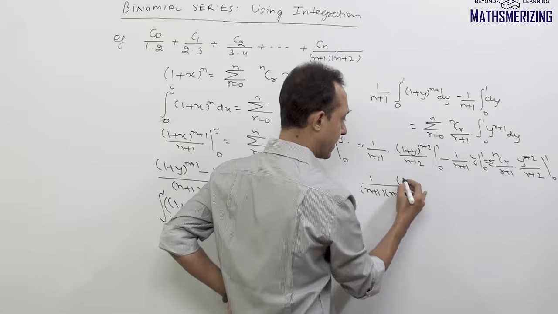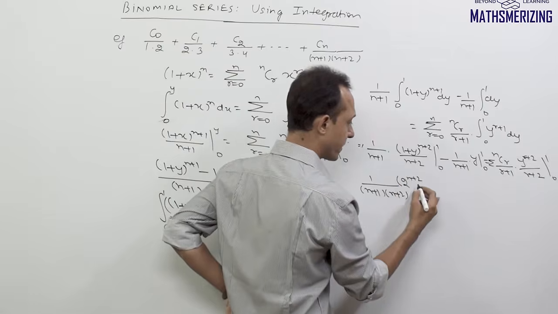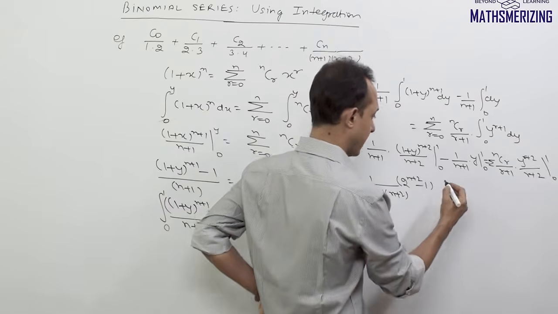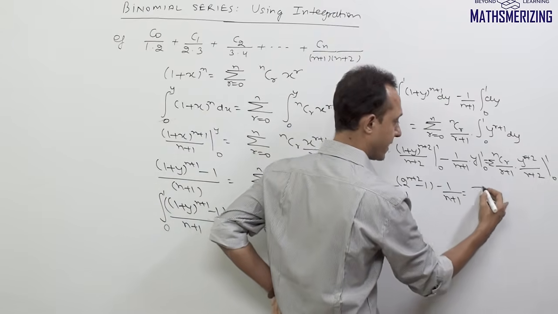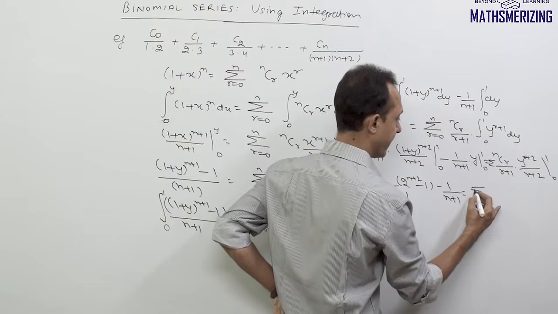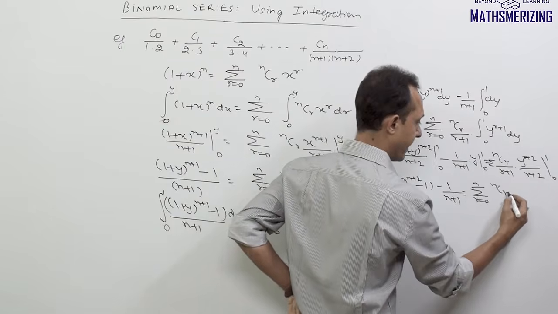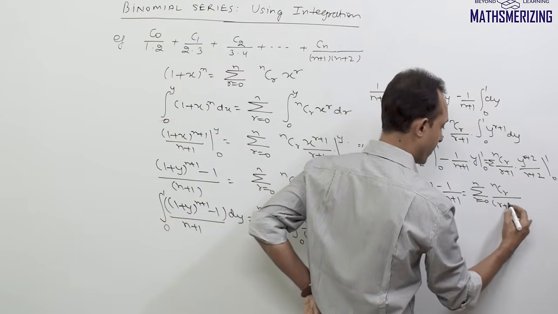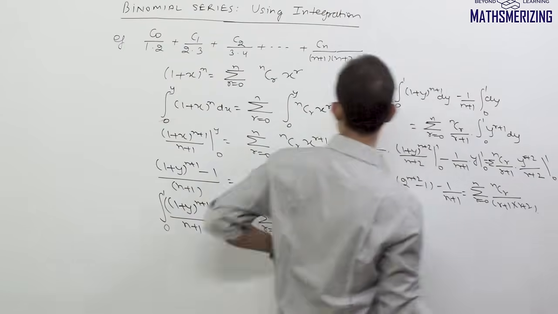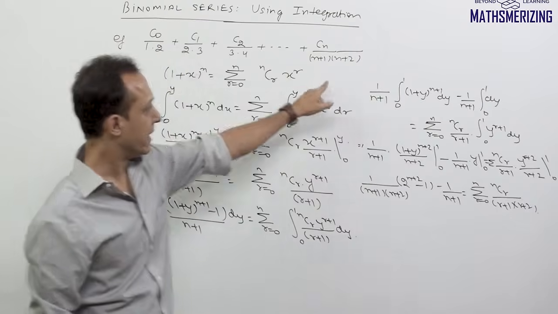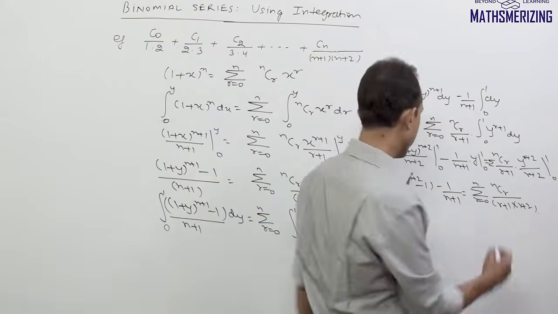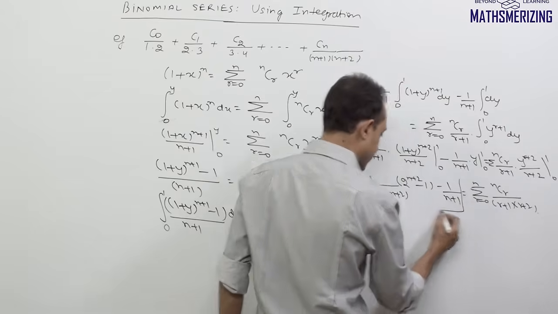If I put the upper limit, I'll get 2 to the power n plus 2 and then minus 1. And here I'll get minus 1 upon n plus 1. And here I'll get summation r varies from 0 to n, nCr upon (r plus 1) into (r plus 2), which is the series that I'll need. So C0 upon 1·2, C1 upon 2·3, and Cn upon (n plus 1)(n plus 2). So the answer to this series is this expression.